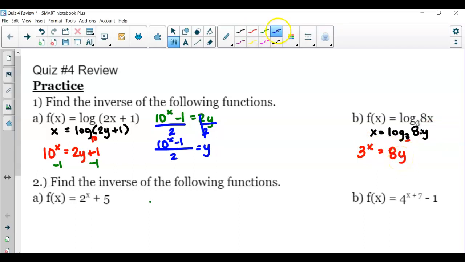So now solve for y. Divide both sides by 8, and you end up with the inverse, which is 3 to the x divided by 8.